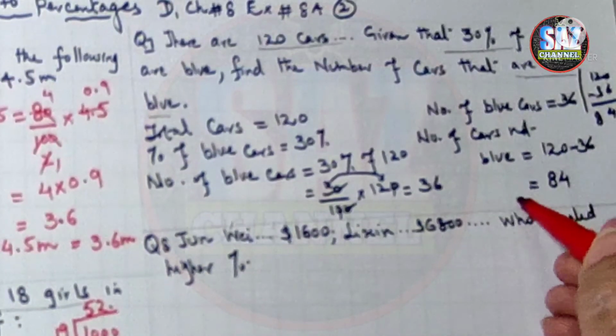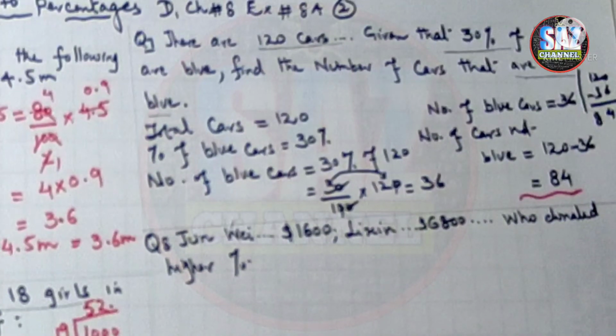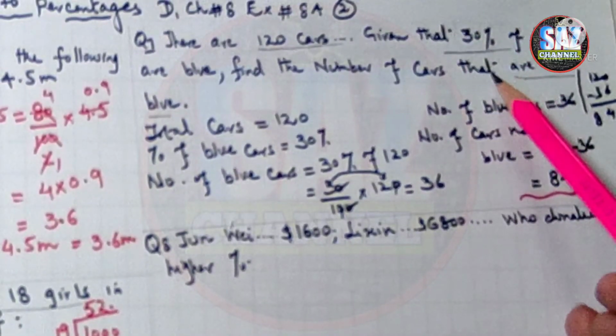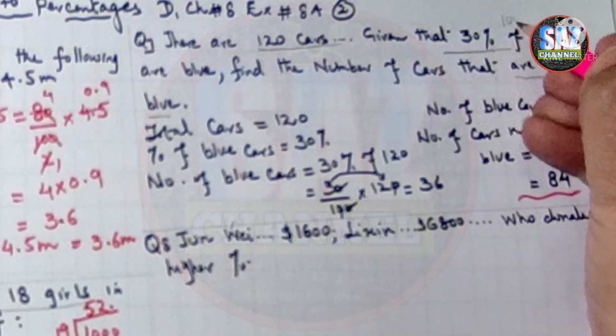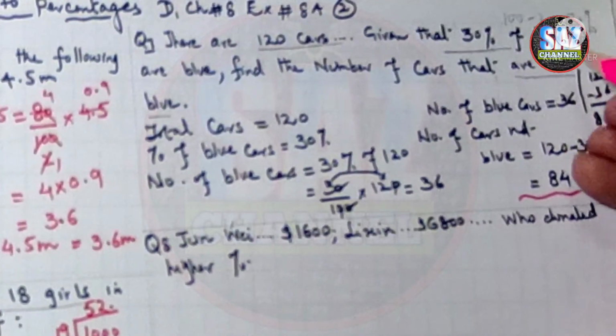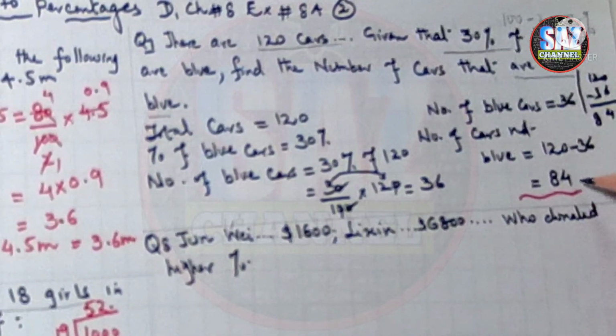And the other way, yes, is that some of the students, as it is given that 70% of the cars are blue, it means that what percentage of the cars are not blue? That is 100 minus 30, which is equal to 70%. And they can find the 70% of 120, and they will be reaching the same answer. It's up to you how you manage your question.